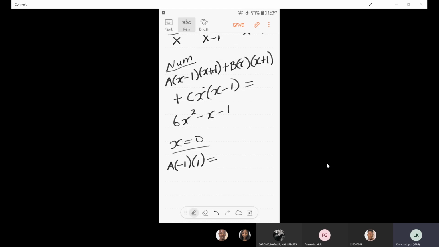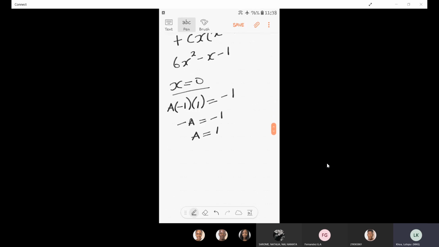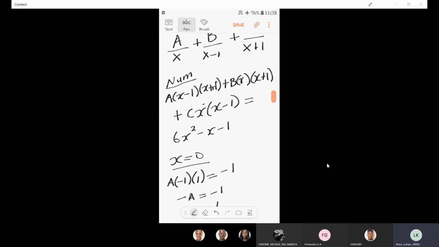Then on the right-hand side, when I substitute 0 there, I get 0. 0 over there, I get 0. The only thing left is minus 1. So when I multiply this out, I get minus a is equal to minus 1, which means that a is equal to 1. Okay. Then I do the same thing with b, or with the next one.